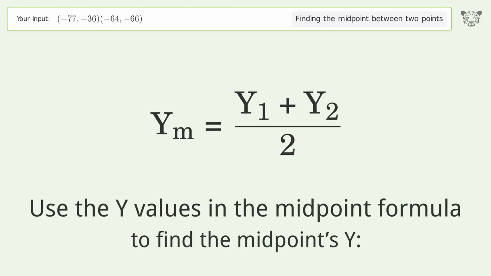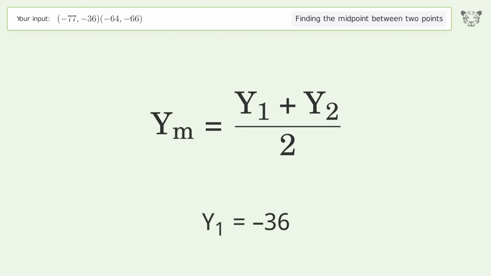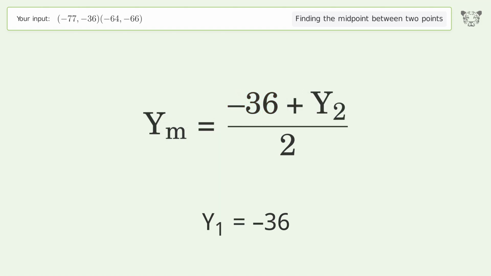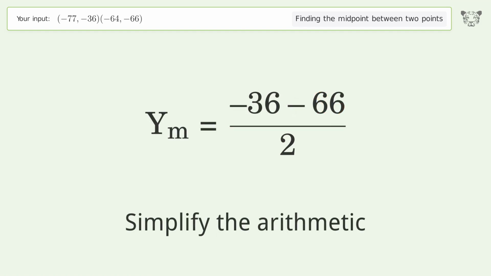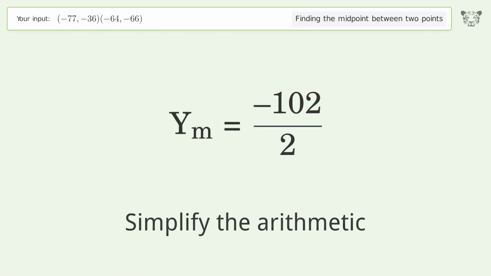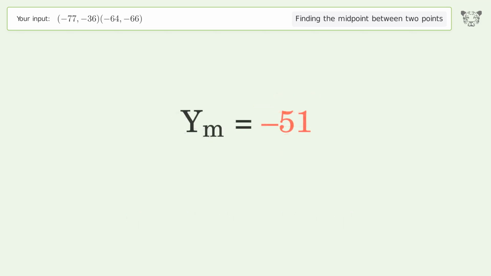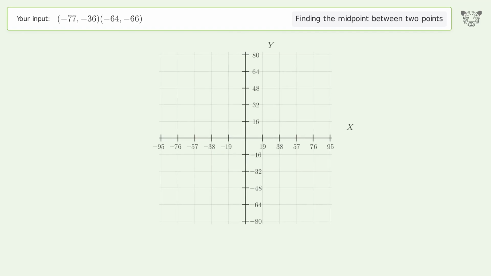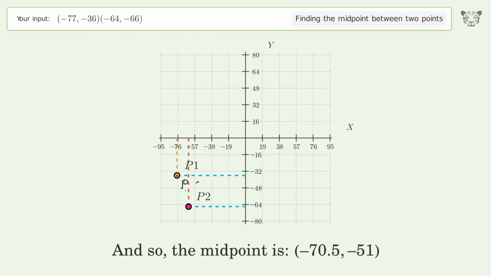Use the y values in the midpoint formula to find the midpoint's y. y1 equals -36. y2 equals -66. Simplify the arithmetic. And so, the midpoint is -70.5, -51.